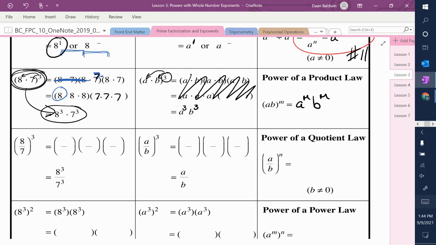Same thing if you have a fraction. I know we're all scared of fractions. That's okay. All right? If you have an exponent on the outside, that exponent is applied to the numerator and denominator. So if I have a over b cubed, my answer would be a cubed over b cubed. And this is the power of the quotient. You don't have to remember the titles, just how to use them. So this would give me a to the n over b to the n.